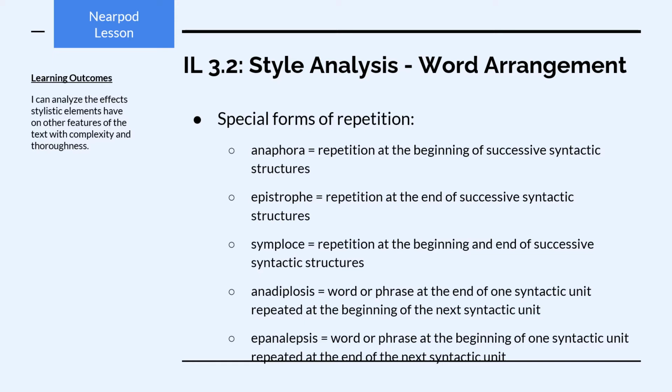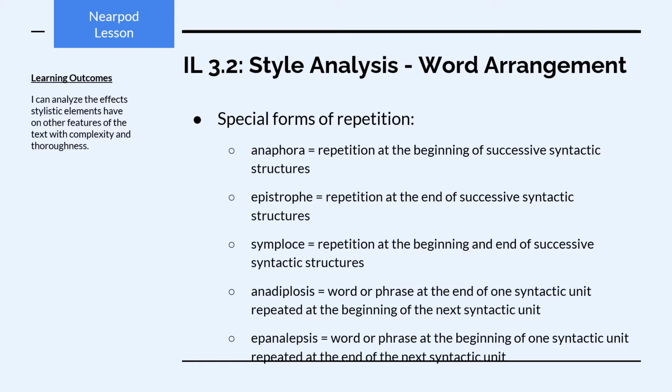The first one is anaphora, which is repetition that occurs at the beginning of successive syntactic structures. Epistrophe is repetition at the end of successive syntactic structures. Symploce is a combination of anaphora and epistrophe. It's repetition that occurs at the beginning and the end of successive syntactic structures, and it's pretty rare.